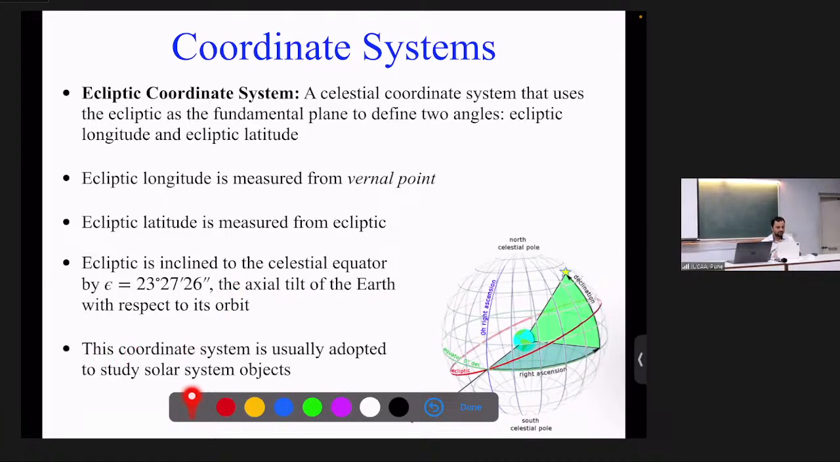This coordinate system is usually adopted to study solar system objects. I have told you that whenever you have to take into account the sun and its motion. So suppose you want to study some asteroid belt object, or I am preparing to put my robot somewhere on Mars, I will be mostly dealing with the ecliptic coordinate system. You could use the equatorial coordinate system also, no problem, but your calculation will become extremely complex.